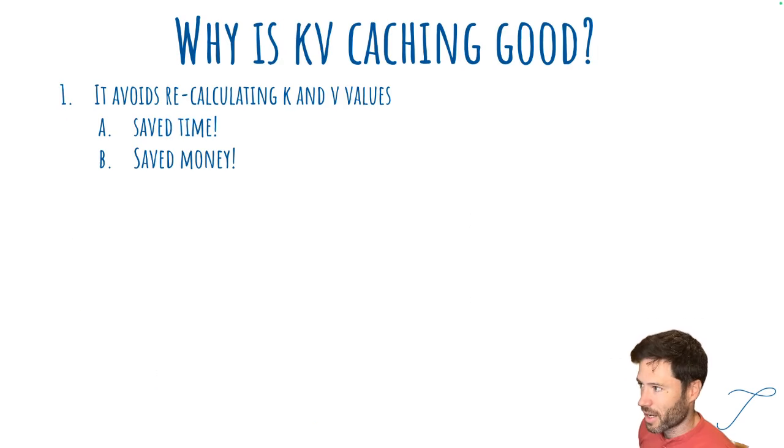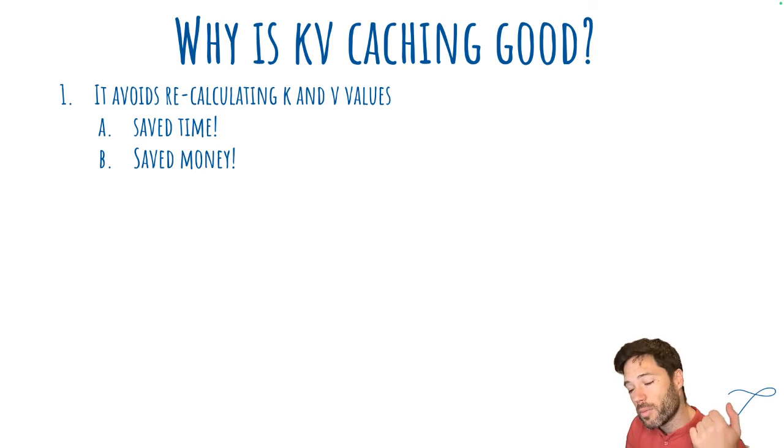So why is KV caching good? Well, it's good because you save time because you're not recalculating those Ks and Vs at every layer. And you save money because basically you're paying for flops. A flop is a floating point operation per second. And you want to save flops because that's ultimately what you're paying for when you're renting a GPU.